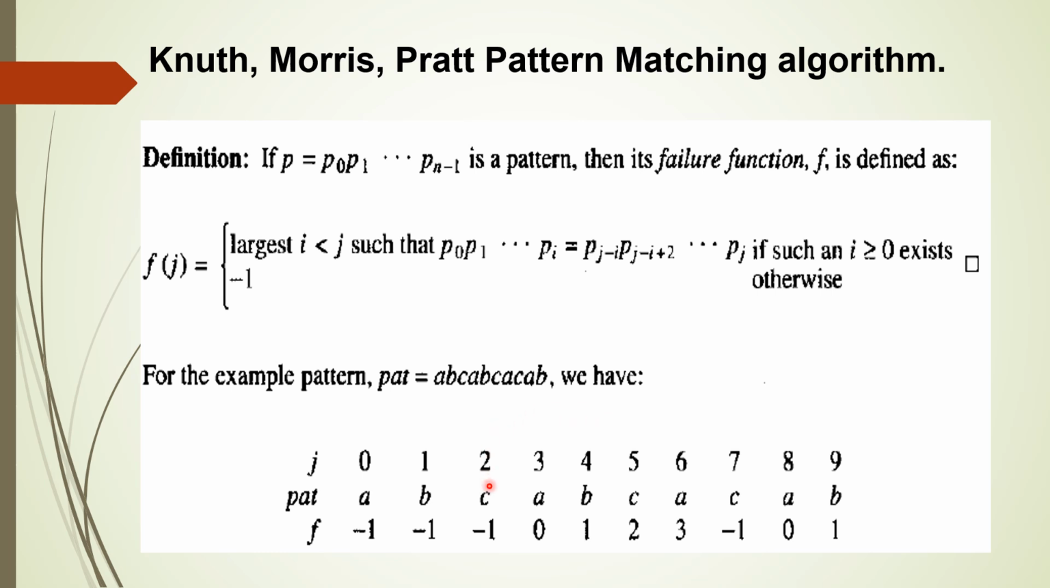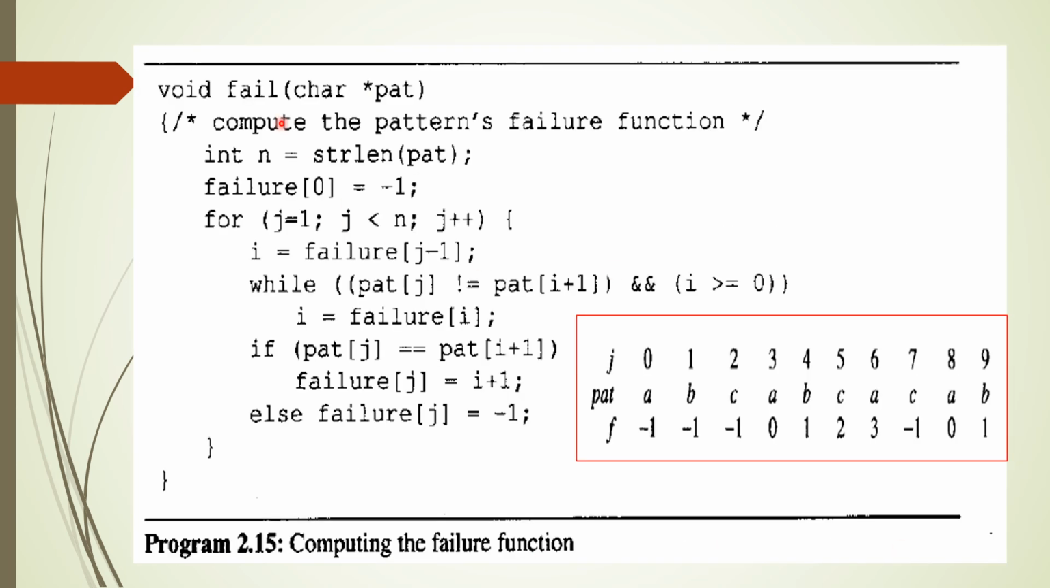Then C is compared with this, it is 2. Then A is compared with this, then again it is 3. Then C is compared with this, there is no match, so compared with this, again there is no match, therefore -1. So A is compared with the beginning character 0, then B is compared with this, again it is 1. So this way you calculate the failure function. Once you calculate the failure function, you make use of this table to check whether the pattern is present in the given text or not. We'll see how that failure function works.